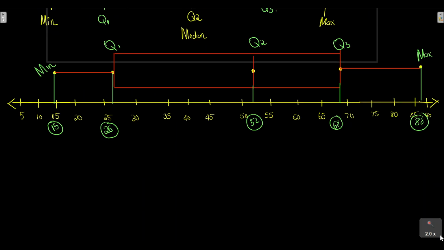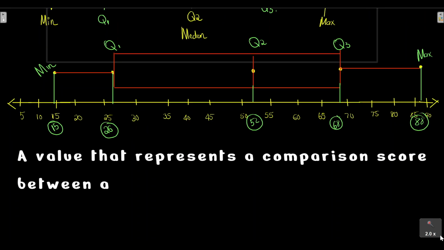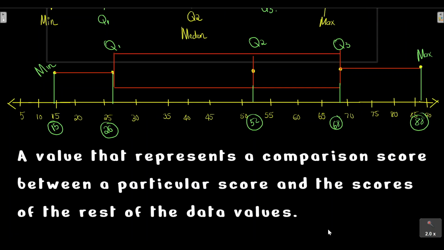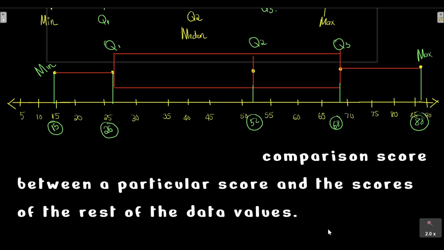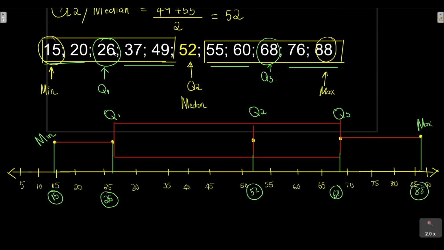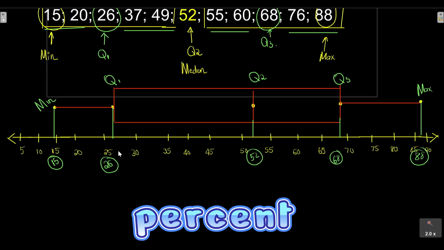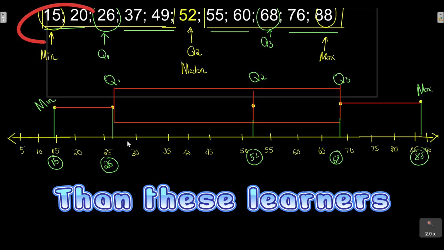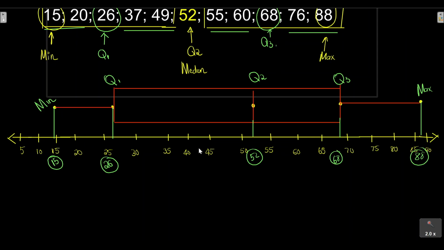Just for additional information, what is a percentile? When we're talking about a percentile, we are talking about a comparison score between a particular score and the scores of the rest of the group. It shows the percentage of scores that a particular value surpassed. For example, let's focus on a learner that got 26 for their maths lit test. This 26 shows that this learner got 25% more than the other learners. So a percentile tells us where a particular value ranks.